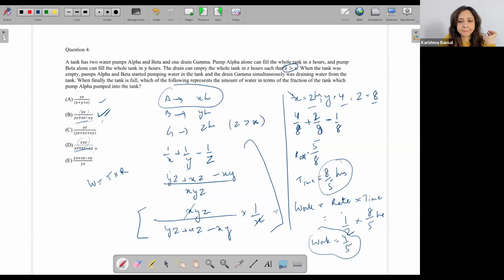Is this okay? Yeah, so is your question resolved? Do you understand why we multiplied this by 1 by x? Because we have to multiply it by the rate. Right? We are looking for alpha's work done. Work done is what? Rate into time. So alpha's rate is half into the time taken, the time for which alpha was working was 8 by 5 hours. So we did the same thing with the variables also.